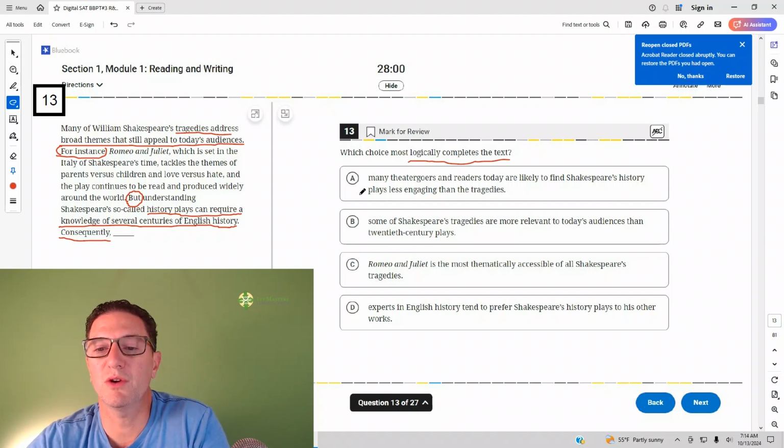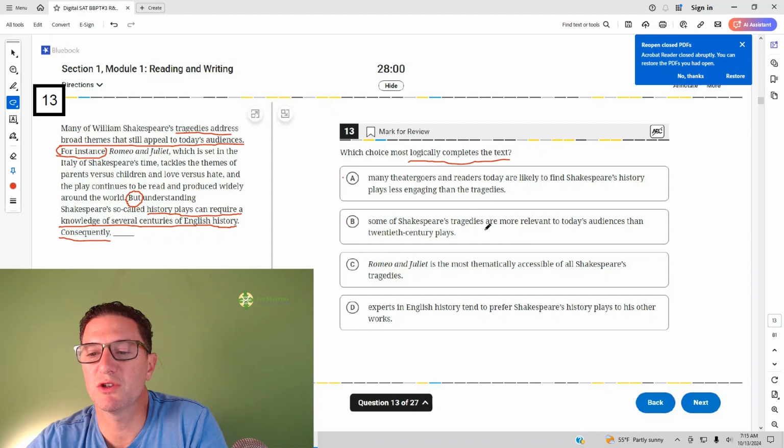Answer A: Many theatergoers and readers today are likely to find Shakespeare's history plays less engaging than tragedies. That's probably it, because how many people have knowledge of several centuries of English history? Well, let's look at the other answer choices, though. B: Some of Shakespeare's tragedies are more relevant to today's audiences than 20th century plays. Now, if it said his histories, then maybe, but 20th century plays, not his history. It's comparing his tragedies to his histories. No, 20th century plays aren't being compared to anything there.